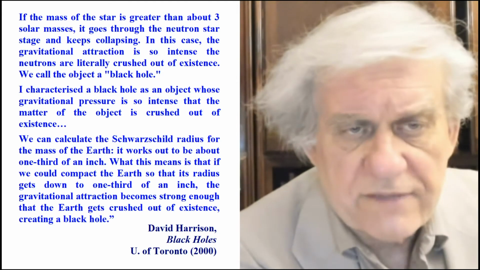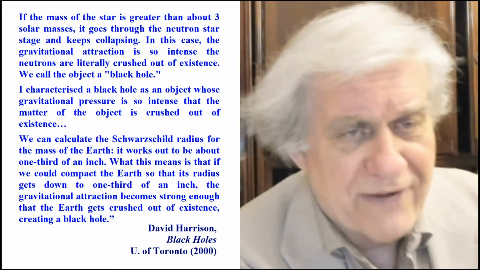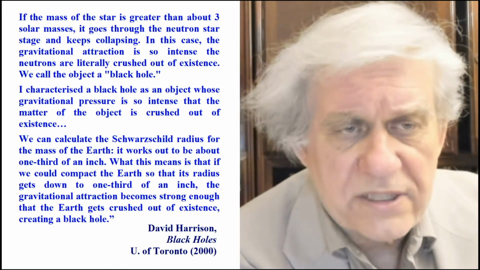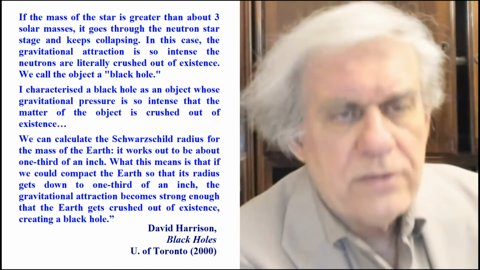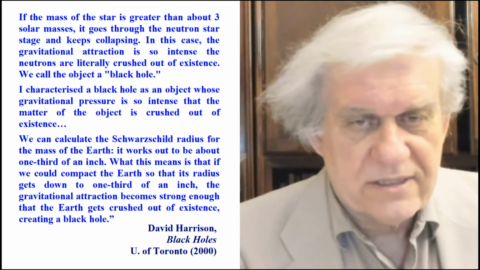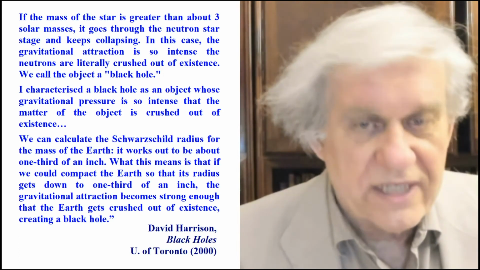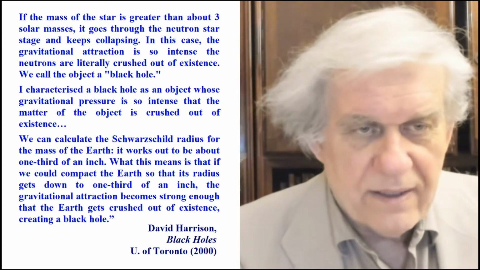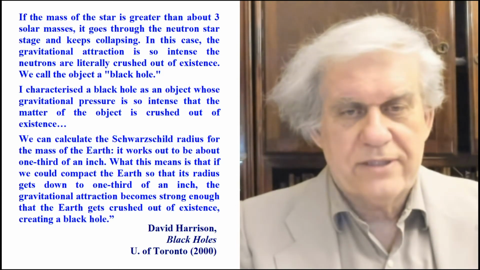And it says, if the mass of a star is greater than about 3 solar masses. Here we're talking about 3 solar. The other guy said 1.5. Okay, fine. It goes through the neutron star stage and keeps collapsing. In this case, the gravitational attraction is so intense, the neutrons are literally, what? Crushed out of existence. Crushed out of existence. They turn into empty space, into nothing. That's what he meant. We call the object a black hole. I hope everybody understood. Straightforward.